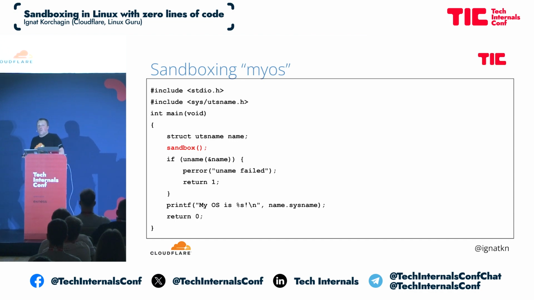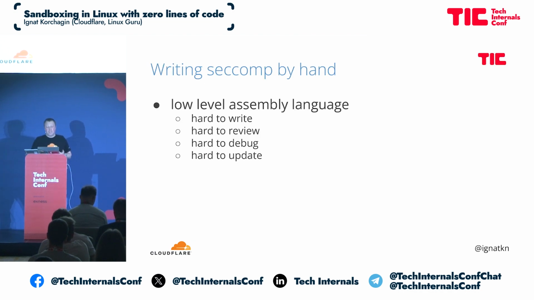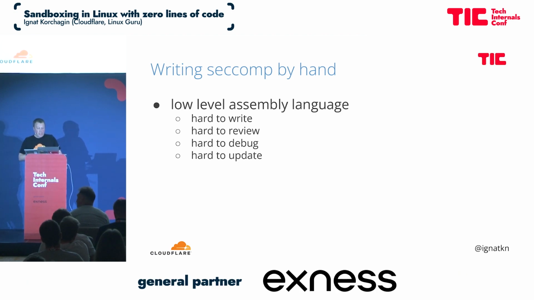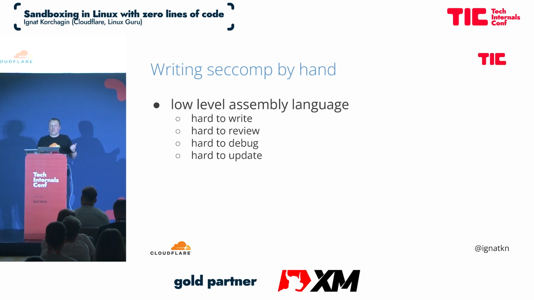However, as you just saw, writing seccomp policies by hand is hard. It's a low-level assembly-like language, BPF. It's hard to write, it's hard to review, debug, and update. And you've seen the listing for just a simple policy which prohibits one system call. Imagine how that would look for a real production workload.